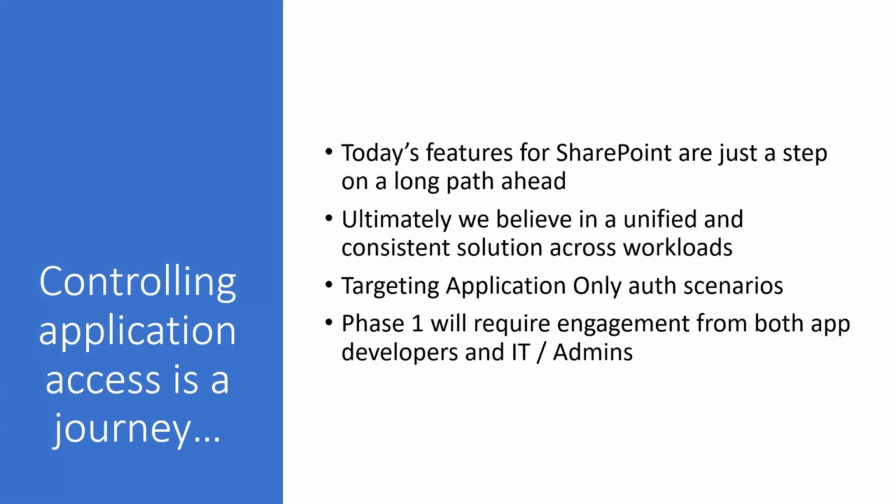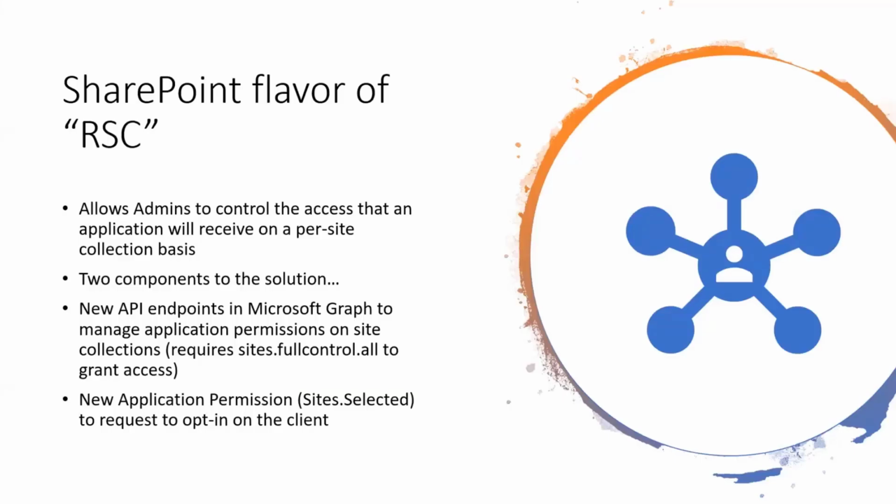And in this first phase, I'm calling it phase one for lack of a better term, the solution requires engagement both from client app developers and the IT department. It's going to require a fairly sophisticated level of engagement with IT, and you'll see why as we get to the demo. Primarily, we didn't build any UX around this feature, so it requires actually using a new Graph API to interact. We're calling it the SharePoint flavor of RSC.